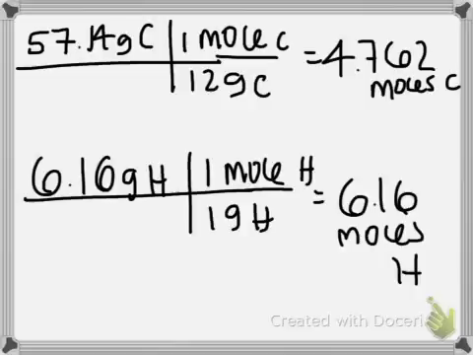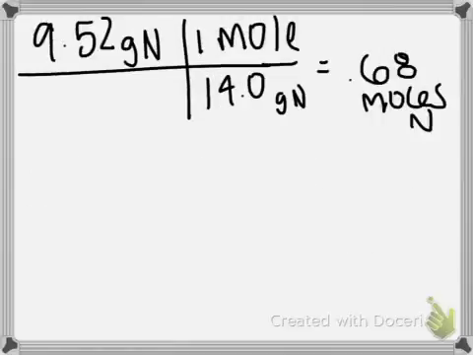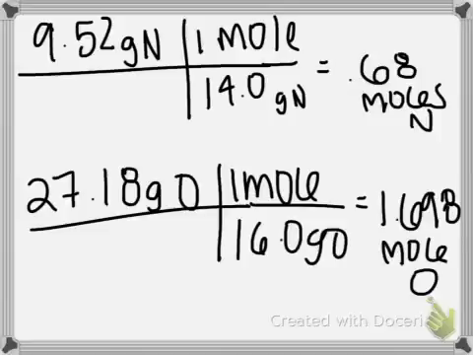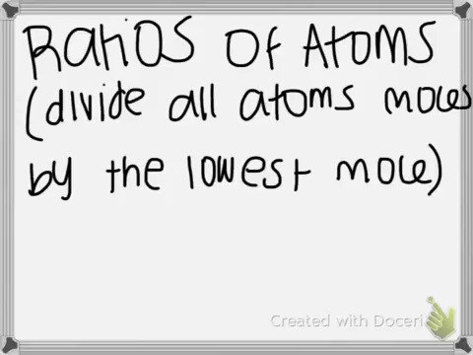After I convert my grams of hydrogen to moles, I have 6.16 moles of hydrogen. I solved for grams of nitrogen to moles of nitrogen and get 0.68 moles of nitrogen. And lastly, I convert 27.18 grams of oxygen to moles and get 1.698 moles of oxygen. The next step to finding the empirical formula is putting the atoms into the ratios.